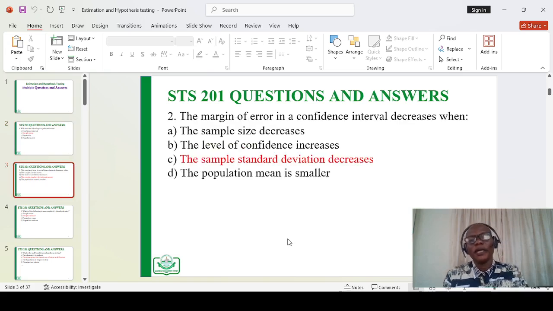Question 2, the margin of error in the confidence interval decreases when the sample standard deviation decreases. So as the sample standard deviation decreases, the margin of error in the confidence interval also decreases. So C is the correct answer.